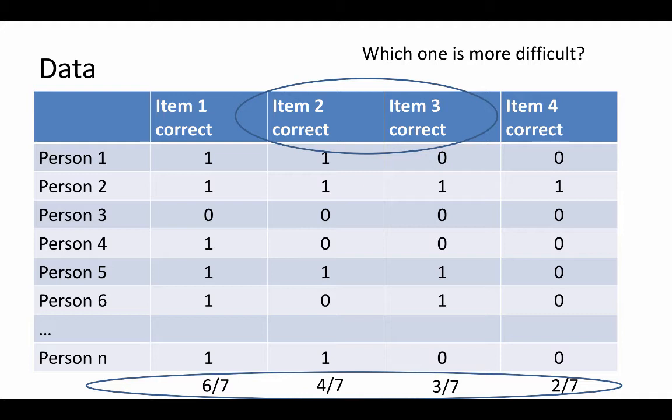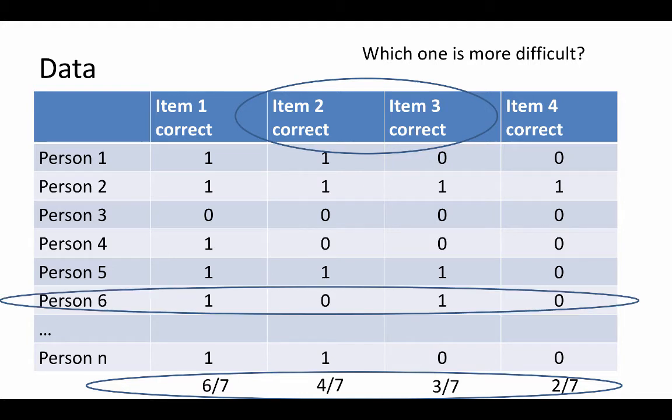So now we can order the items using the percentage of people answering the question correctly. Person 6, however, has a very strange order. You see that this person answers item 1 correctly, but not item 2, but then answers item 3 correctly again. All the others have a more simple relationship between the items and their individual scores.